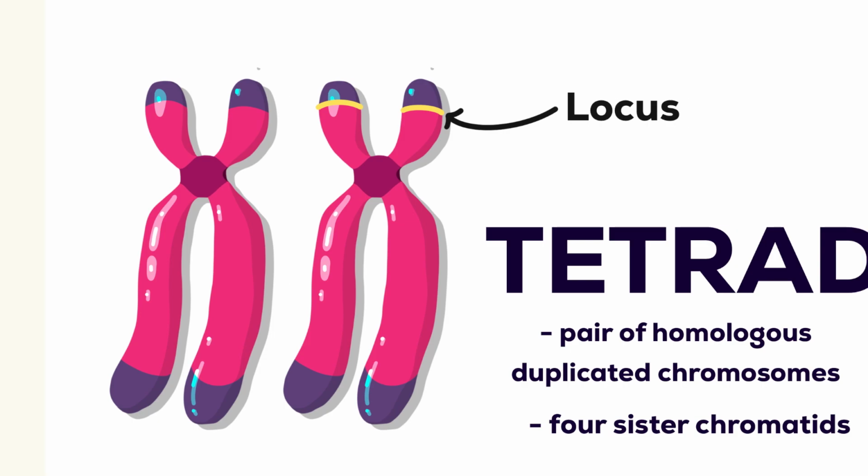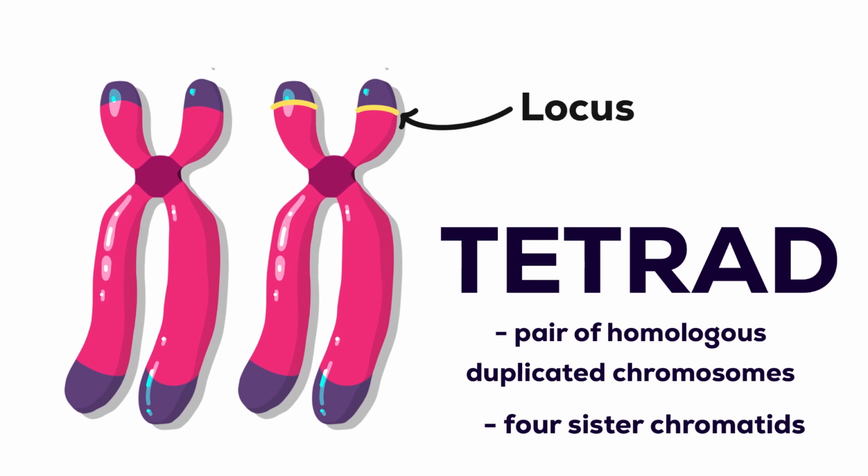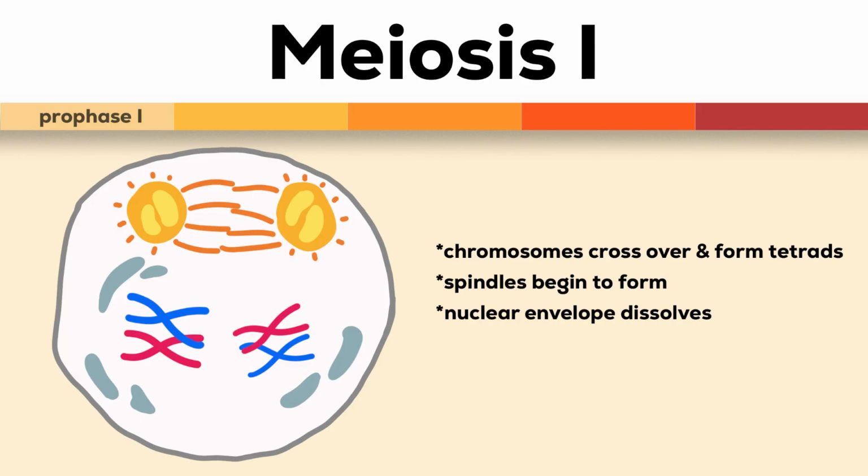Before we start meiosis, something to know is that a pair of homologous duplicated chromosomes is called a tetrad, which forms during meiosis. On a chromosome, genes are located in specific places called loci. At the beginning of meiosis, there are 92 individual sister chromatids.